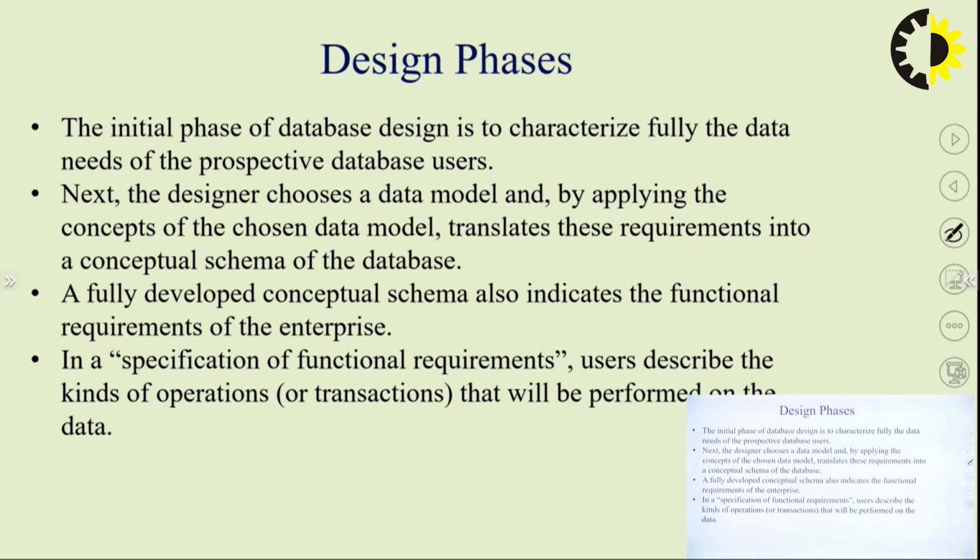We get the conceptual design of the requirements given by the user. The fully developed conceptual schema also indicates the functional requirements of the enterprise. So that will give you the fully functional requirements as required by the user. After getting the conceptual design, we may add or update things if the user demands more, or additional features can be added to the system. In a specification of functional requirements, users describe the kind of operations or transactions that will be performed on the data. If the requirements are clear, then various operations can be performed on them.